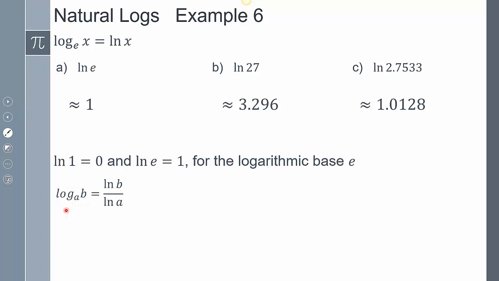Now instead of using the change of base formula where I said log b over log a, because this change of base formula is just creating ratios of logs, technically this is the same ratio. So if you had wanted to, you can do ln of b over ln of a instead of log b over log a, and you're going to get the same answer.